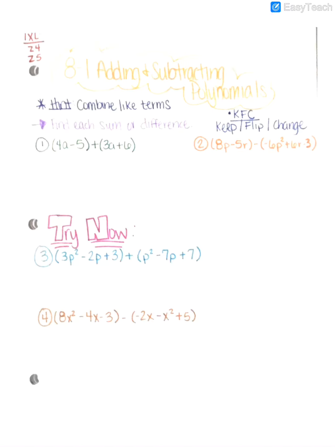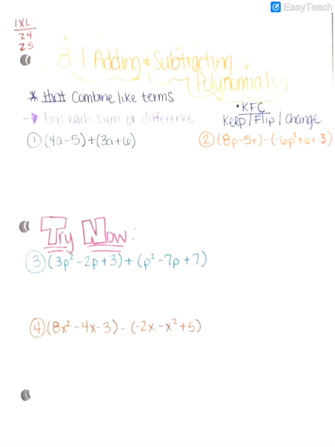We're going to continue a little bit about adding polynomials, but we're going to go ahead and add subtracting as well. So again, just a little reminder, we are going to be doing combining like terms. So in the first example, all you're going to do is, if you notice, we are adding right here. So all you're going to really do is just eliminate those parentheses so we don't get that confused. So it'll be 4a minus 5 plus 3a plus 6.